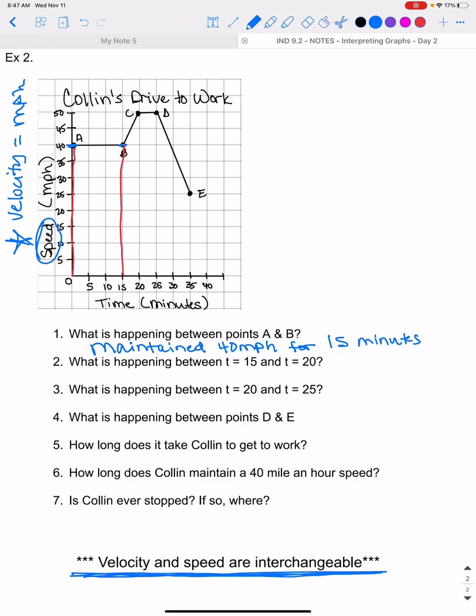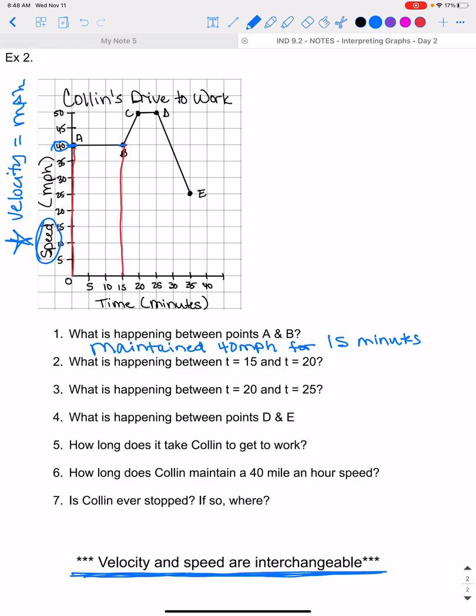So from spot A to spot B, Colin has cruise control set, and he stayed right at 40 miles per hour for 15 solid minutes, right? Didn't hit the brake, didn't accelerate, just stayed going steady at 40 miles an hour, okay? So when it is speed on the left, a flat line does not mean stop. So you really have to watch. Remember when I said yesterday, you really have to watch your axis labels because they change what the graph means, okay? And this is a good example.